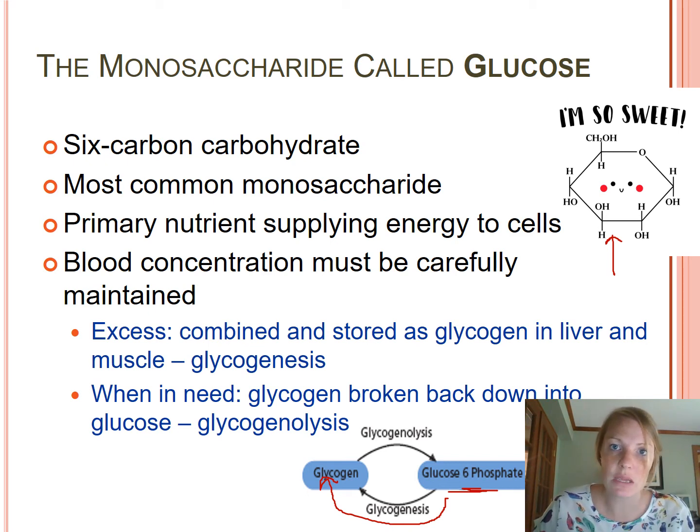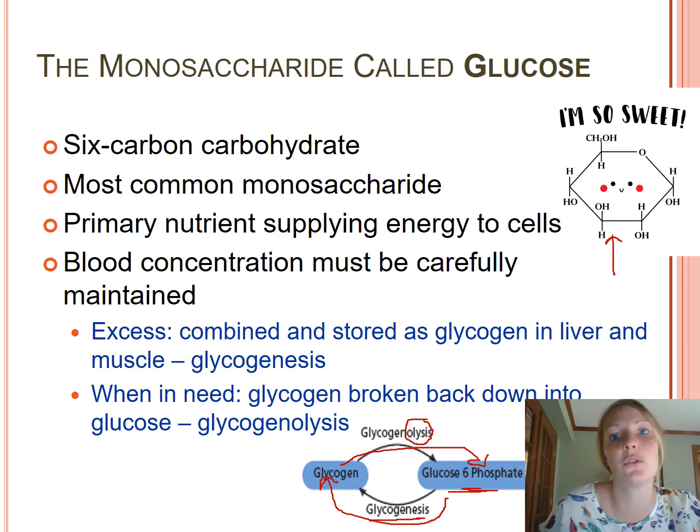And then between meals, when our glucose levels in the blood drop, glycogen is converted back into glucose in the blood so we can maintain our glucose levels. These processes are called glycogenesis. Genesis means the creation of, kind of like Genesis in the Bible, the creation of the world. So the creation of glycogen, glycogenesis. And then lysis means to break. So glycogenolysis is the breakdown of glycogen. Those are the two processes that control glucose levels within the blood.